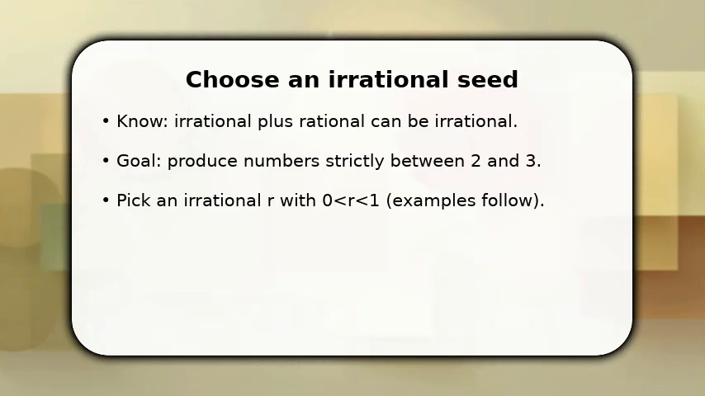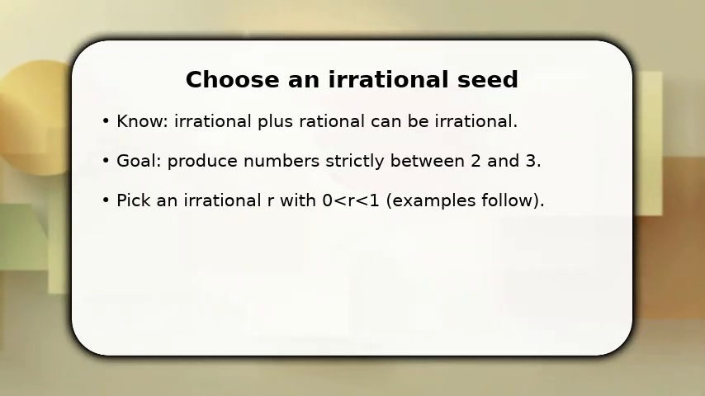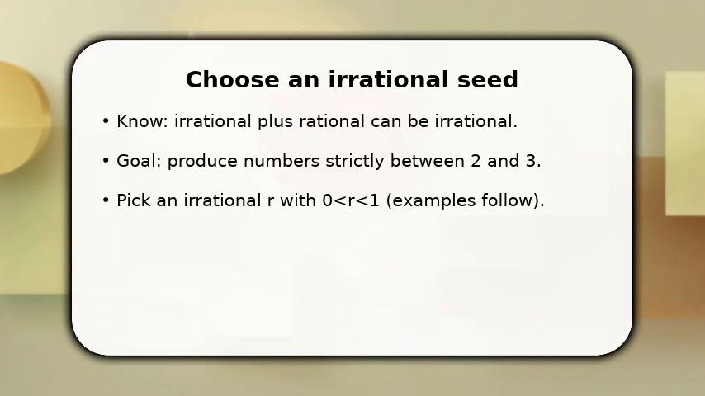You begin by choosing an irrational number between 0 and 1. That is the seed you will add to 2. Once done, remember why this works. Adding a rational integer to an irrational preserves irrationality, so 2 plus r stays irrational.